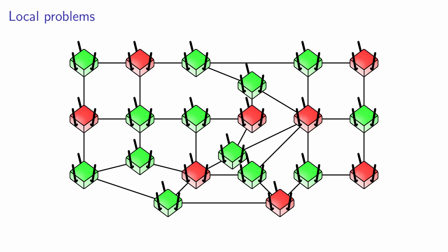Another local problem is the problem of finding a maximal independent set. Note that here I'm talking about the maximal independent set and not the maximum independent set, because checking whether the independent set is globally the best possible is a global problem. Another problem is maximal matching.